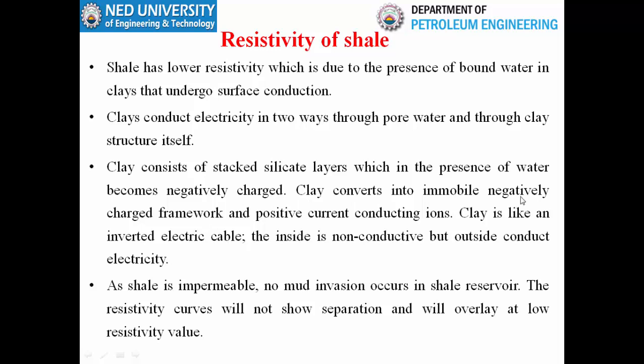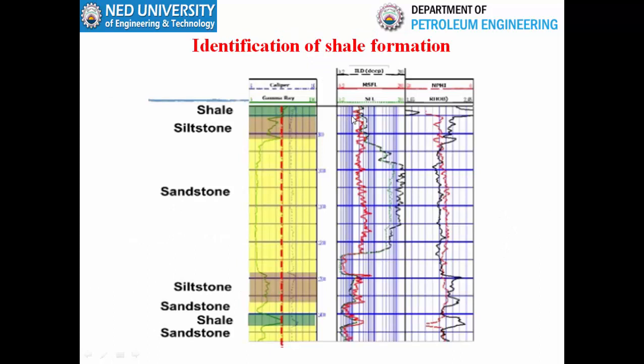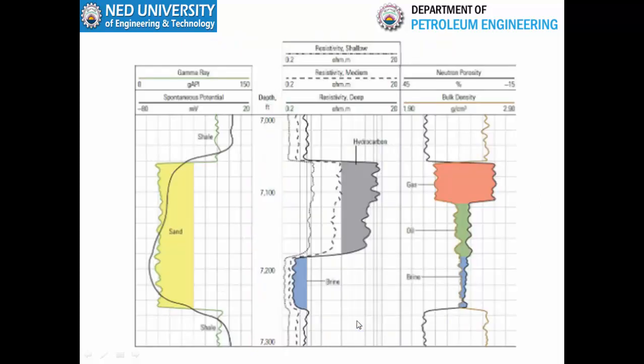As mentioned, clay is like an inverted cable. The inside is non-conductive but the outside conducts electricity, and since the solids are connected to each other, current can pass through the shale structure, and shales are impermeable. So in an impermeable formation you have the overlapping of the three resistivity logs. Against this shale formation you have the overlapping of the three curves, and overlapping is occurring at lower values because shales are conductors.